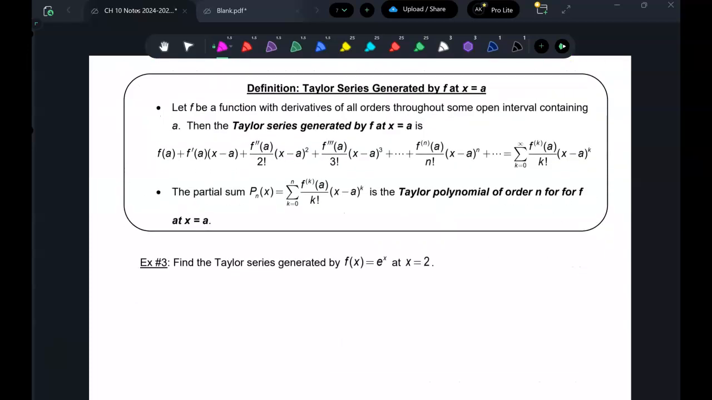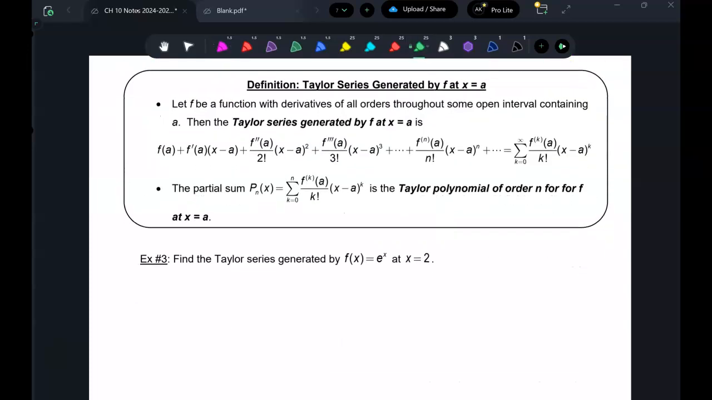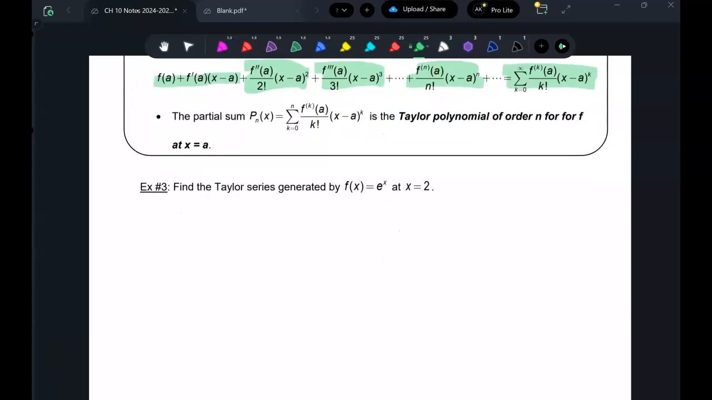All right. So what about if it is now centered at x equals a? Well, it's the same thing, just instead of x, it's x minus a, right? That's the Taylor polynomial, the partial sum. Okay, so we want to find the Taylor series generated. This time I'm looking for a series, so we're going to include the general term if we can. And we want it at x equals 2.